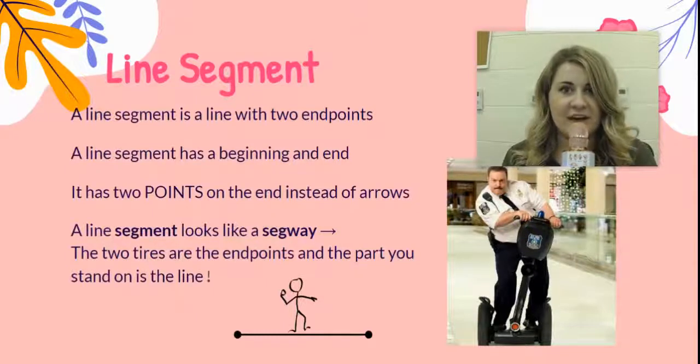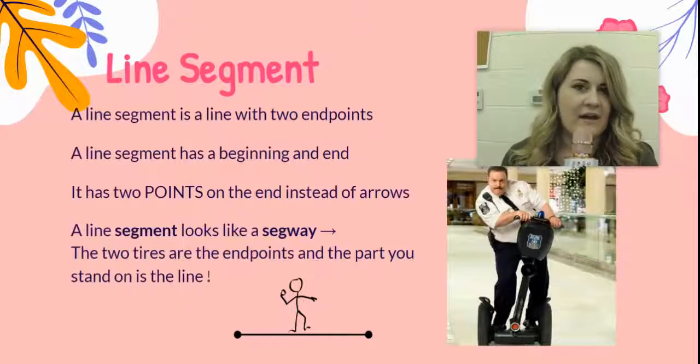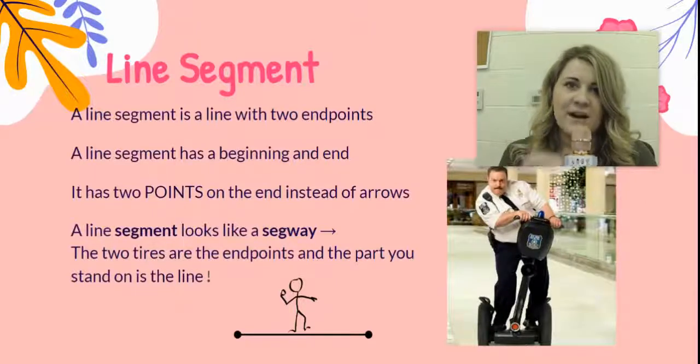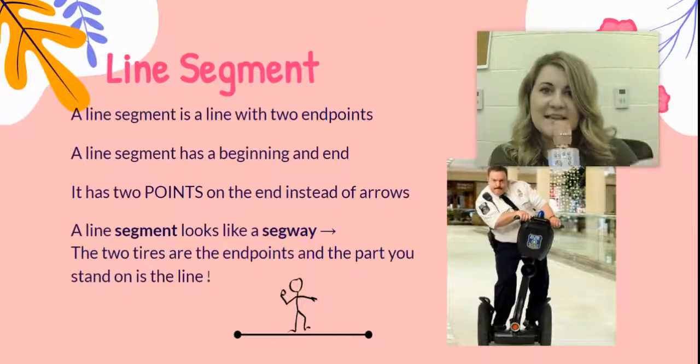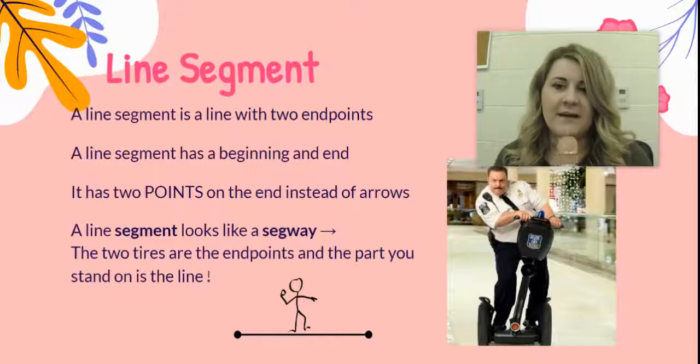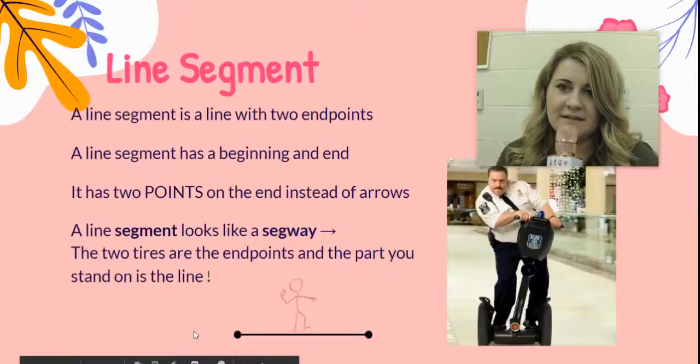It has what looks like tires because it ends. The line ends and it does not go on forever here. A line segment is very different than a line. A line has arrows. A line segment has endpoints. Okay? Next, let's talk about a ray.